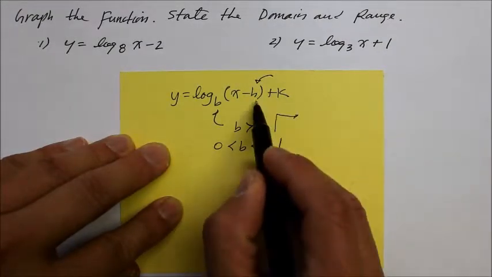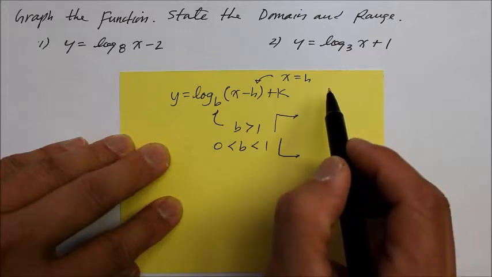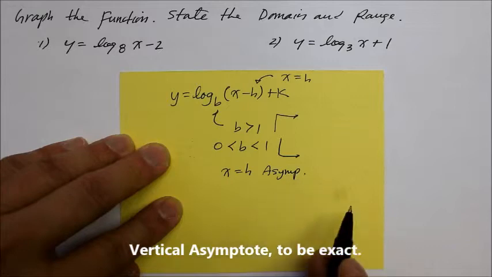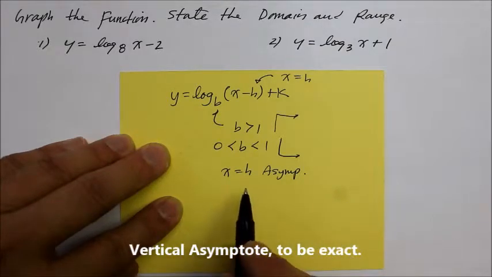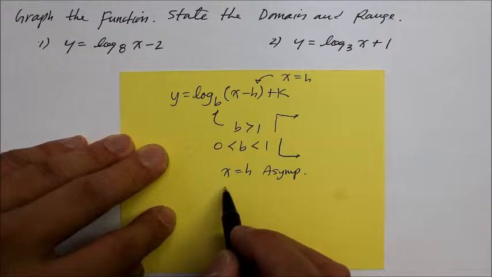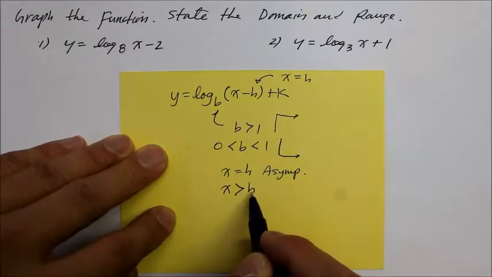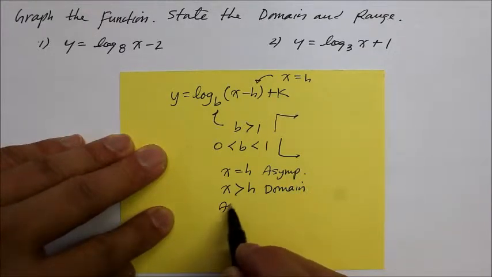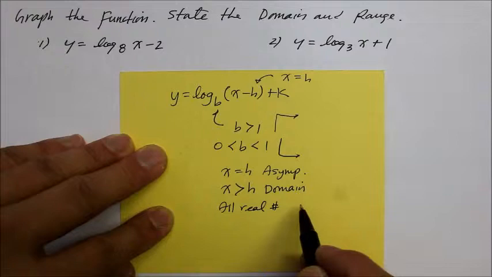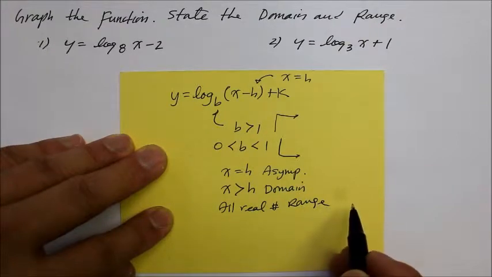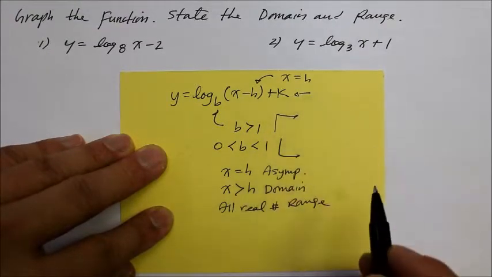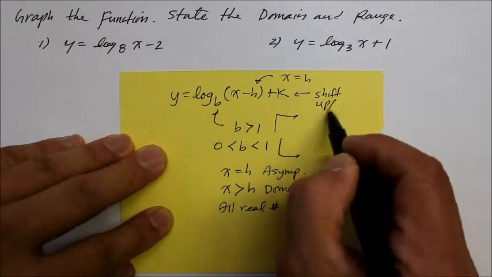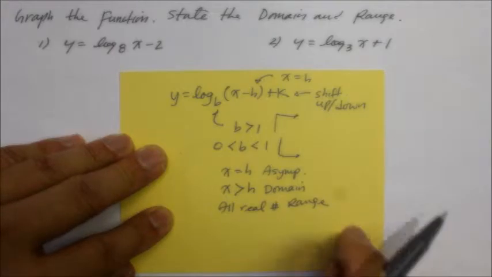The x equals h happens to be the asymptote. And so the domain of the function is going to be numbers greater than h, and all real numbers will be the range. And finally, the last constant, k, is going to tell you whether it's going to shift up or down, the number of units depending on the integer. So that's the general form.